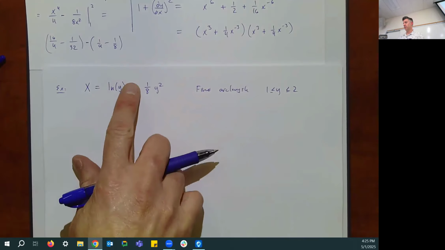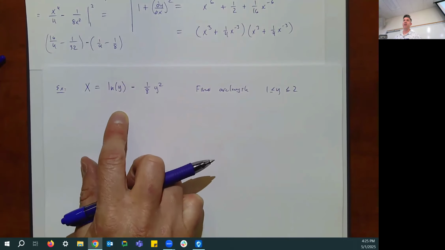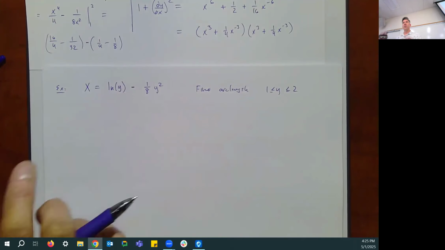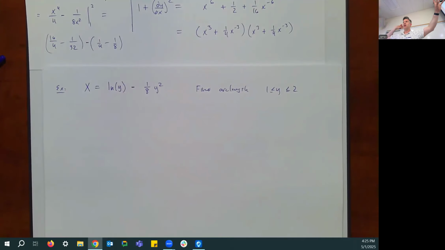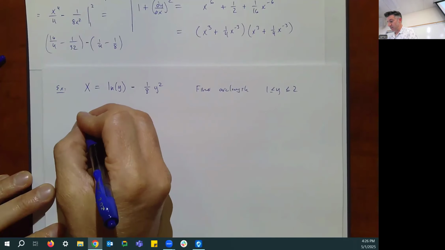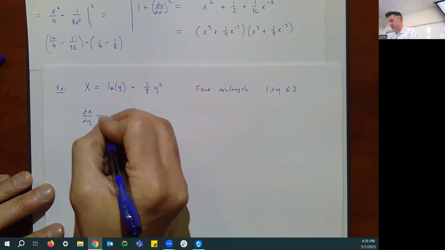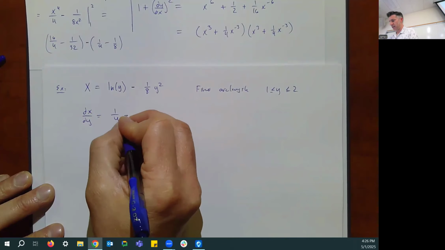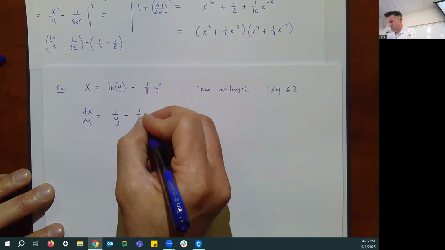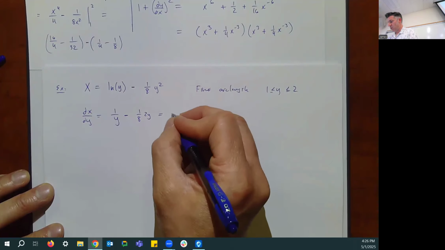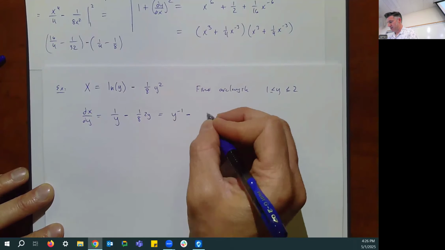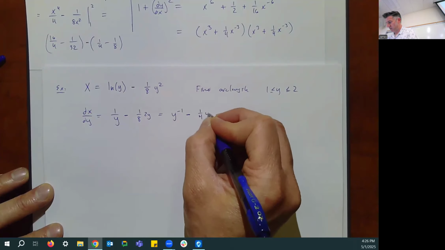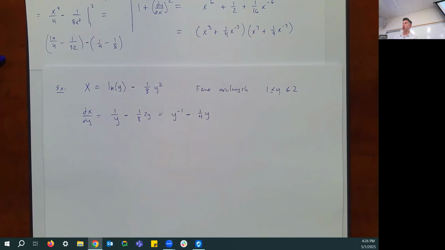So when I see this function, to me, that just reeks of this pattern happening. When you have one piece minus another piece, the key thing I look for is if I take the derivative, are the powers going to be opposite signs? So if I take the derivative here, my dx/dy is going to be 1 over y minus 1/8 times 2y. Or in other words, it's going to be y to the negative first minus 1/4 y to the first. Oh, that's looking really good.